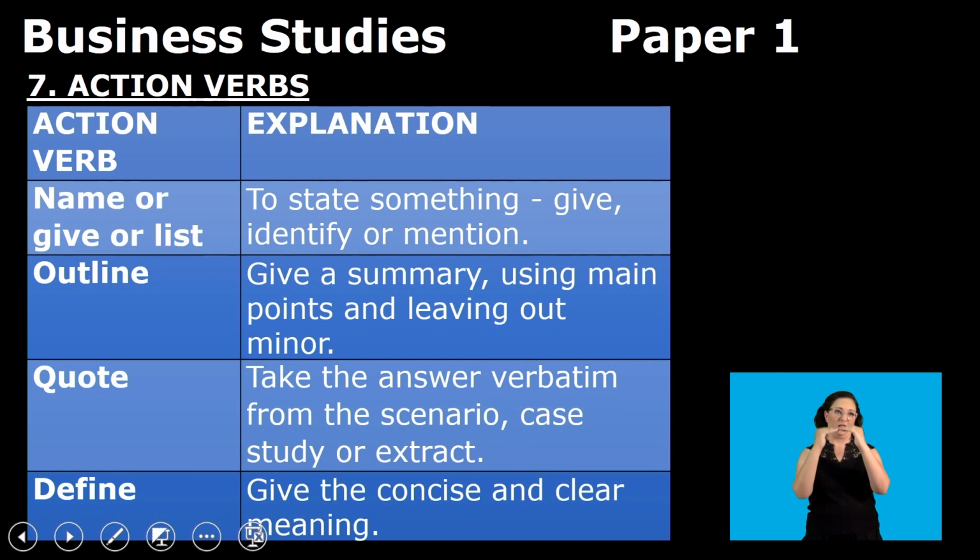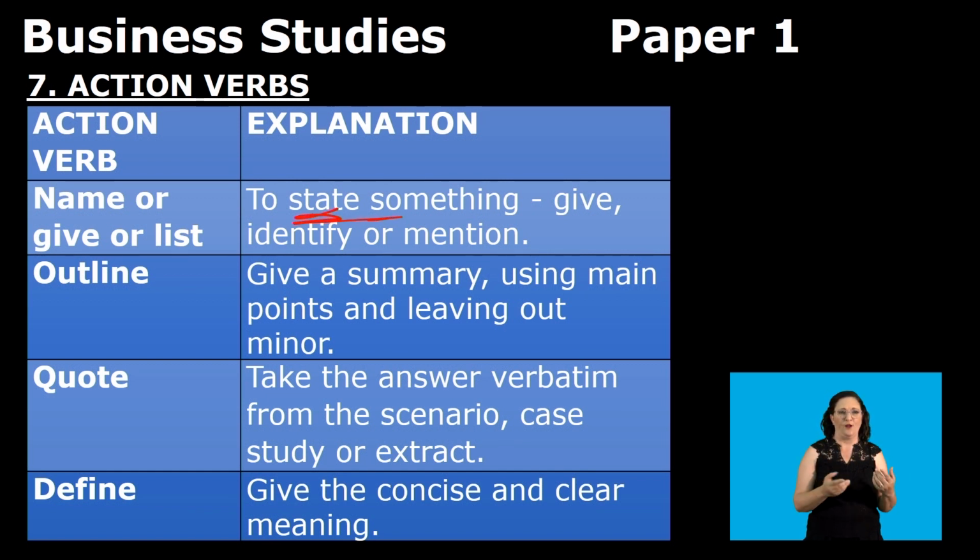The action verbs, like I said, are very important. So when a question says name or give or list, what does it mean? When they say name, give or list, you just have to state something. You are just stating, giving, identifying, or mentioning. When they say outline, you give a summary using main points and leaving out minor details.